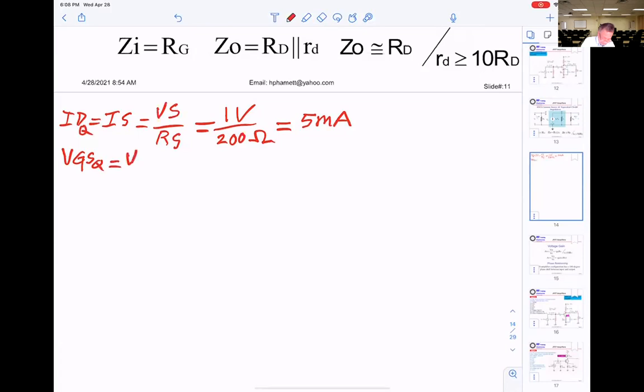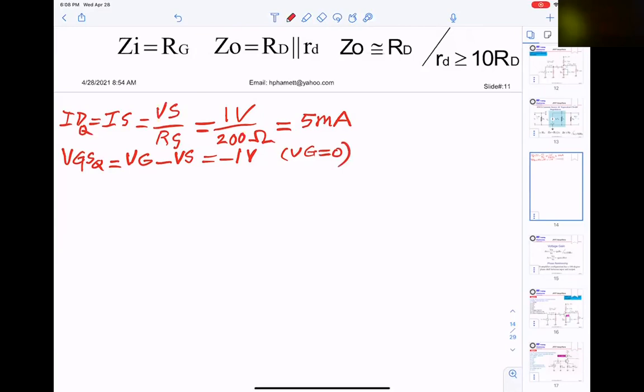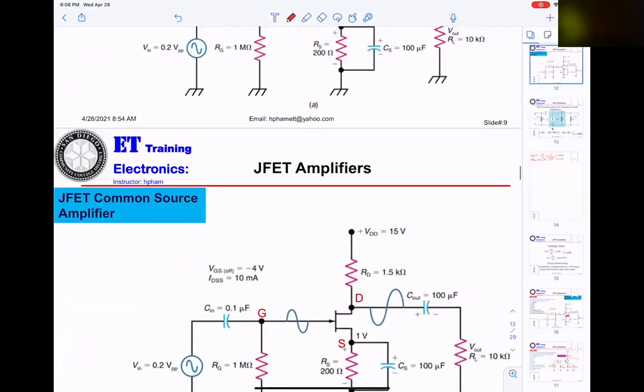Okay, VG minus 1 volt. VS. Okay, that equals minus 1 volt. VG equals 0, okay? Yeah, VG equals 0. Okay.